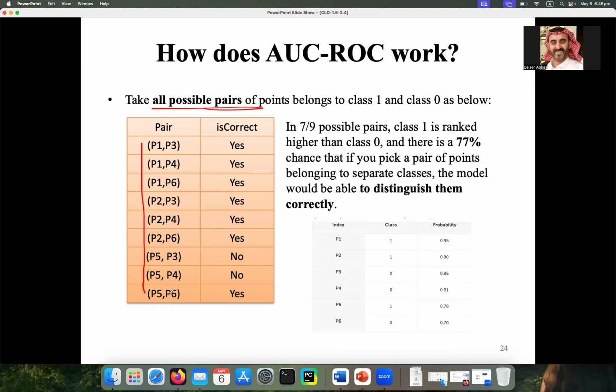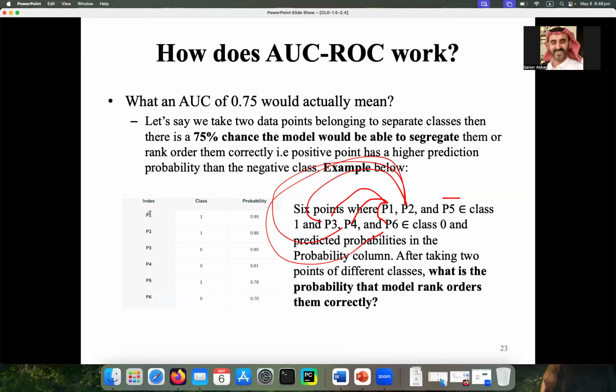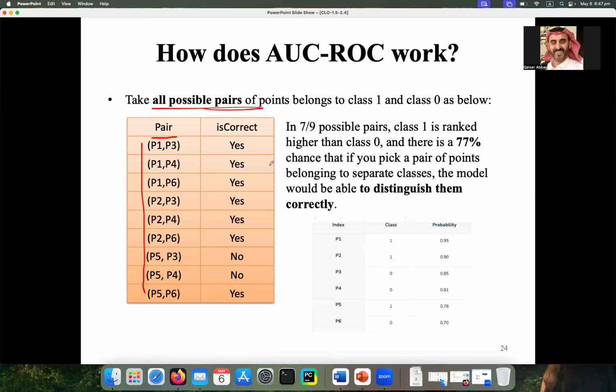And now, by looking at their probability values, here, does P1 have the higher probability or does P3 have the higher probability? P1 has the higher probability. If P1 is higher, then okay, is it correct? We can write yes or no.